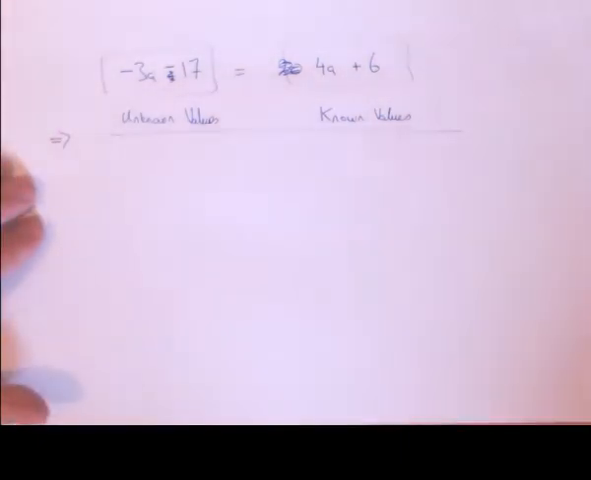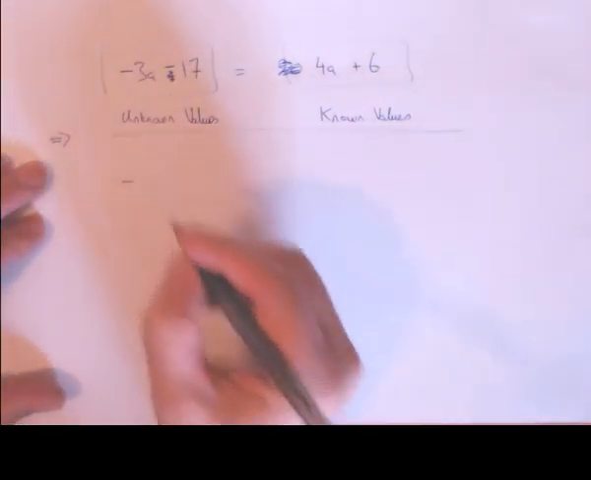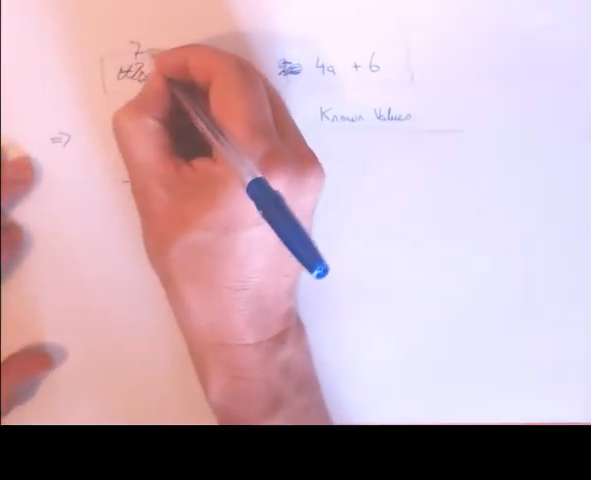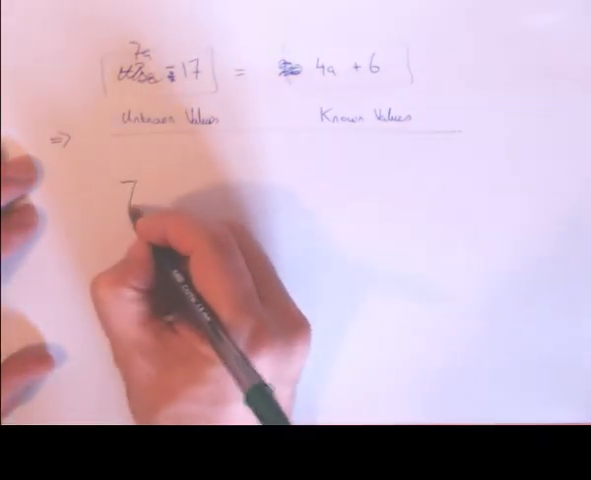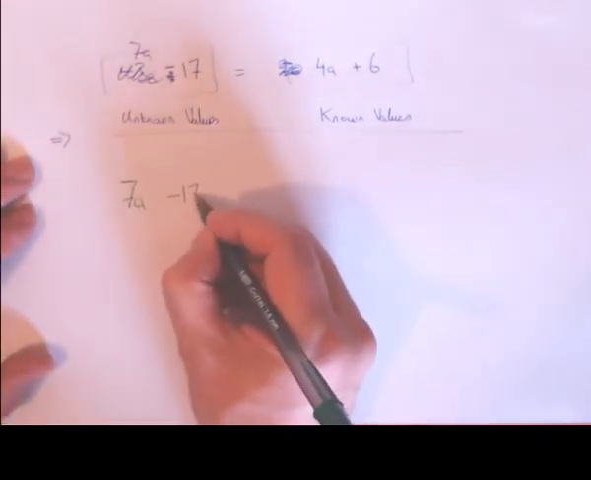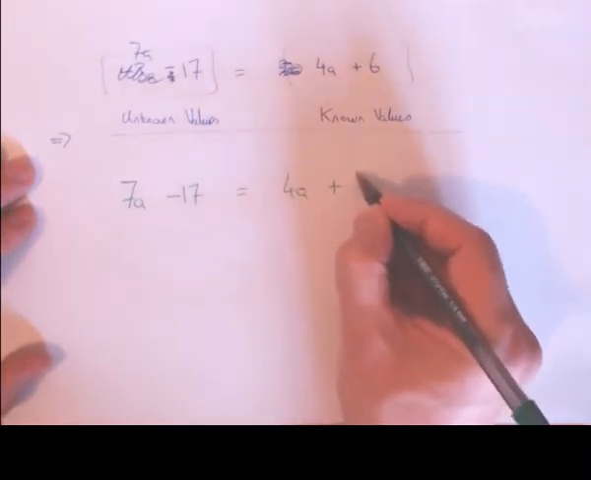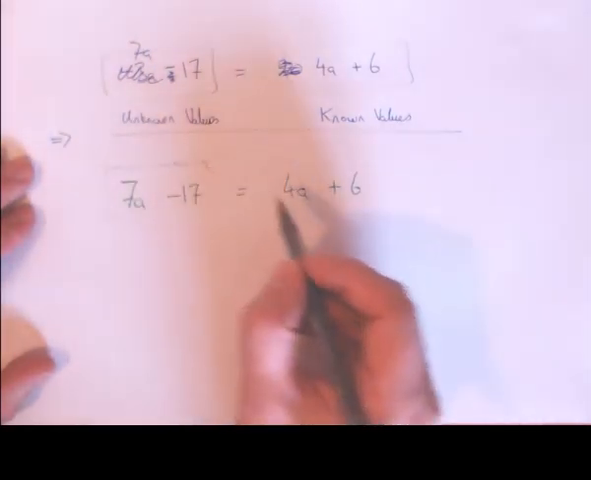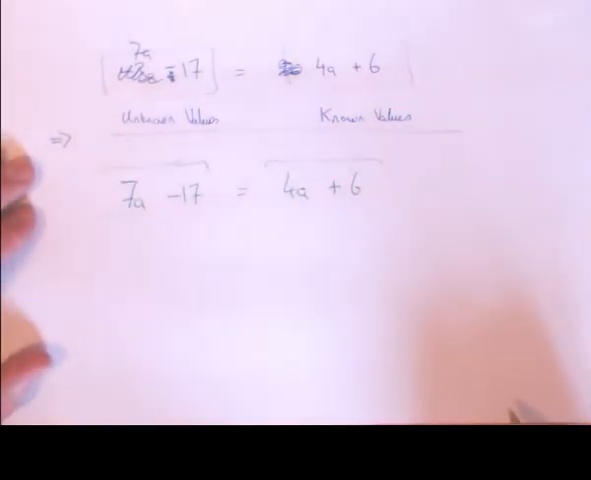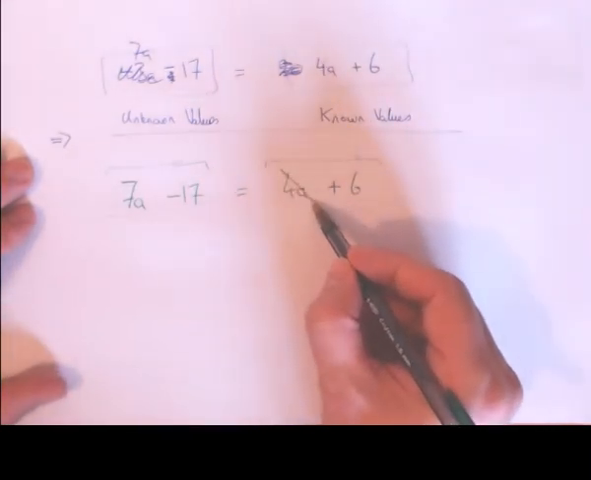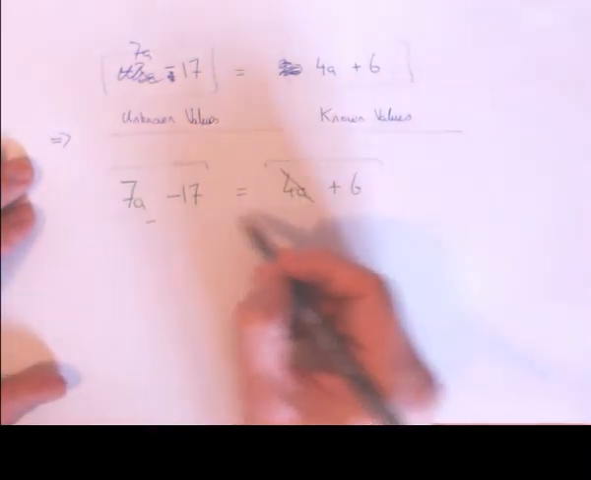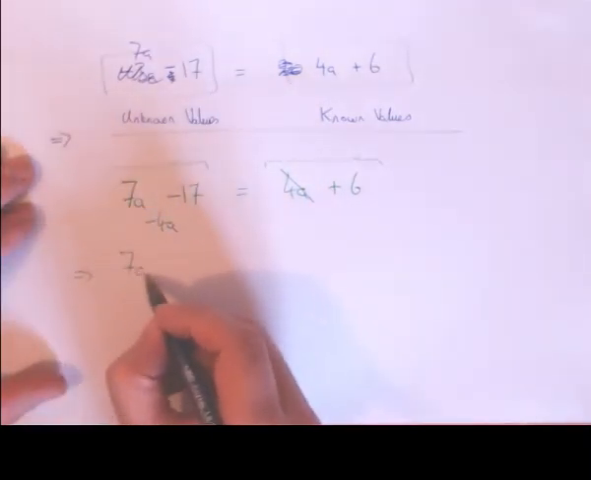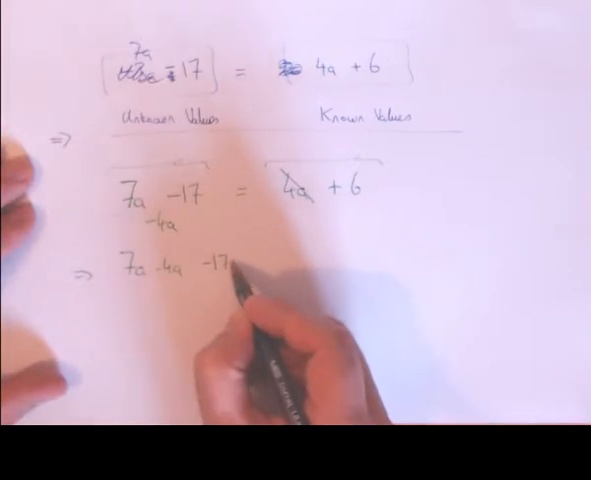But let's have a look at this example. The reason I want you to have a look at this example is because I want you to get the idea of working with negative numbers a little bit as well. Okay, again, I have a logical statement that says the value of this expression is the same as the value of this expression. I don't want to have a 4a here, so I'm going to remove it here and remove it here. That leaves me with my new expression, 7a minus 4a minus 17.